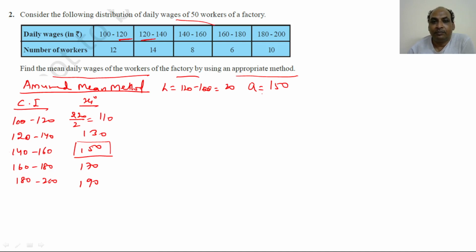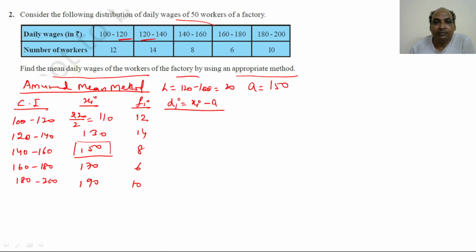Okay, right. Now let us write Fi also. So Fi is 12, 14, 8, 6 and 10. Now we will be finding Di, which is xi minus A. Xi minus A, not A minus xi. So this Di we have found.